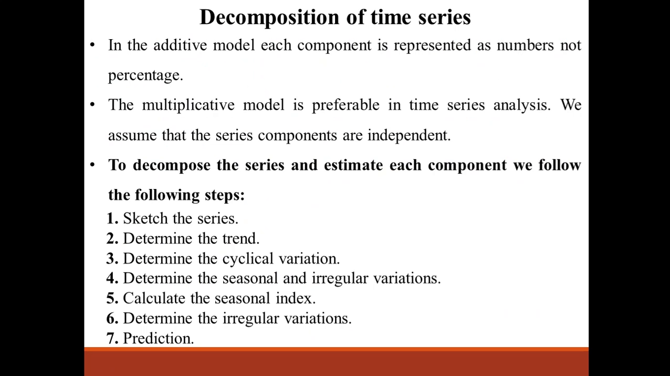Let's turn to the decomposition of the time series. In an additive model, each component is represented as numbers, not percentages, but in the multiplicative model, percentages are preferable. In time series analysis, we assume that the series components are independent. To decompose the series and estimate each component, we follow these steps. Firstly, we sketch the series. Secondly, we determine the trend. Number 3, we determine the cyclical variation. Number 4, we determine the seasonal and irregular variation. Number 5, we calculate the seasonal index. Number 6, we determine the irregular variations. Finally, we predict.